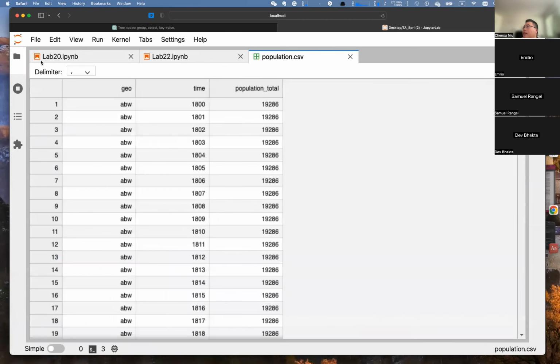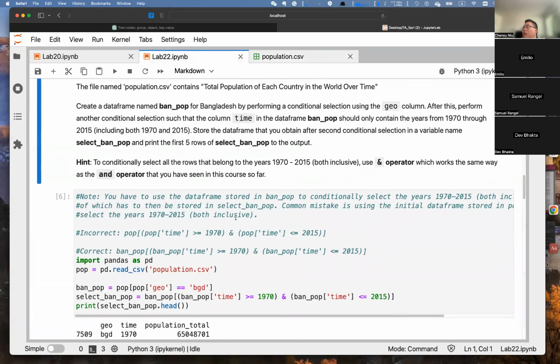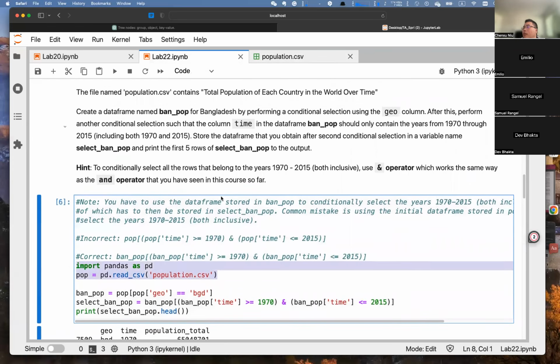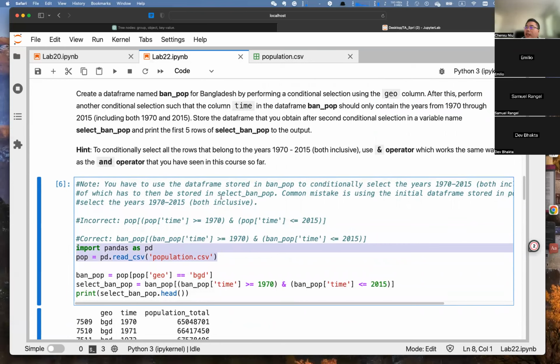Let's have a look at the population CSV. So you see here, there are only three columns. The first one would be the code for each country. Next one would be the year number, and then the total number, right? And first of all, we need to use the pandas library, right? It will always be the first step. We need to use the pandas library and use the pandas read CSV function to read this CSV file. And after that, we need to do conditional selections 2 times, right?